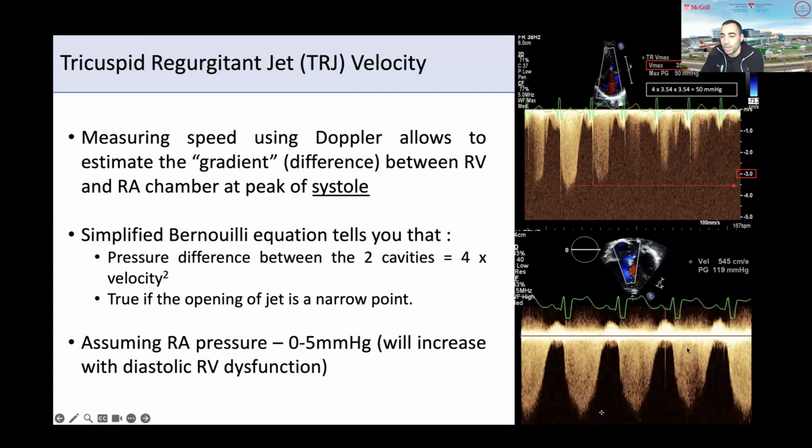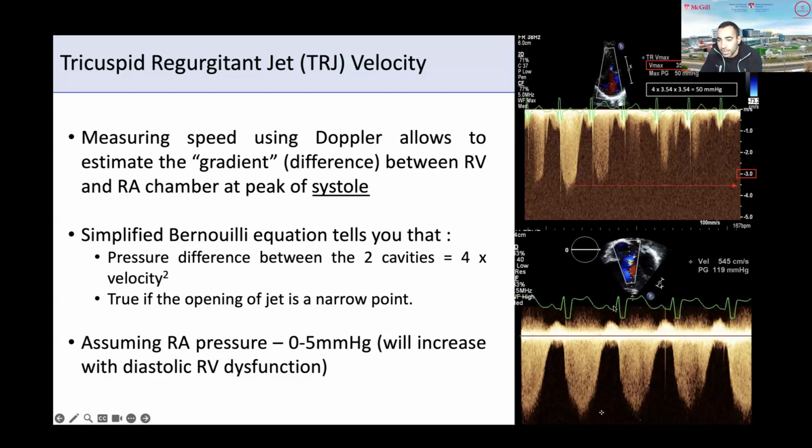So just to say that, for example, if you have a TR like this, if you follow this echo reading, you have an RV, an RA, and an LV, and an LA. You see this little blue jet, which means that blue is coming away from the probe, and it's at a time of ventricular systole when the valve is closed. I'm putting a line of interrogation through it to get something called a continuous wave Doppler. Continuous wave Doppler means that I'm obtaining velocities across this line throughout the line.